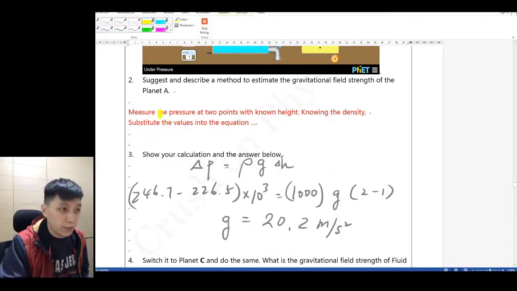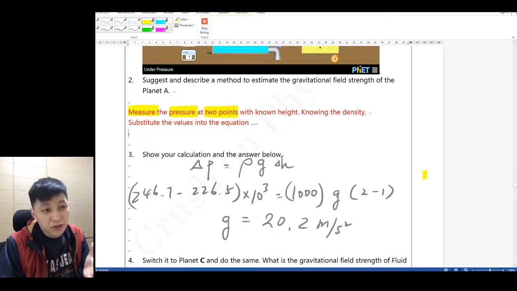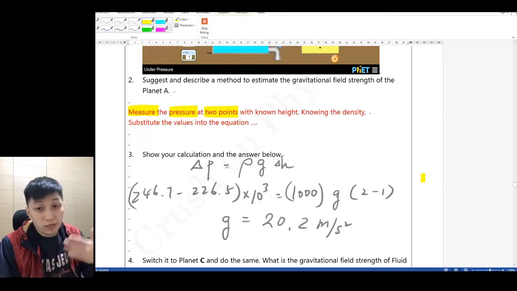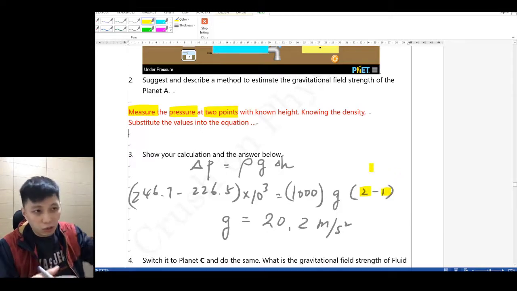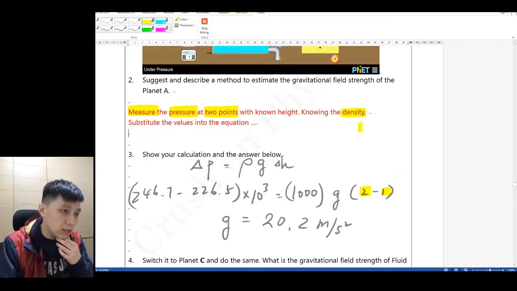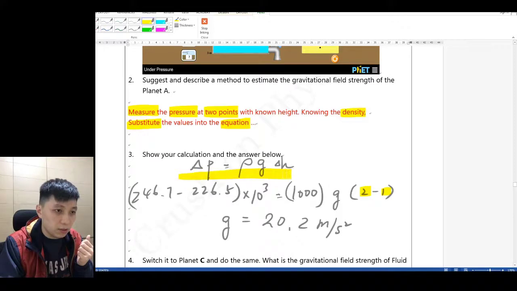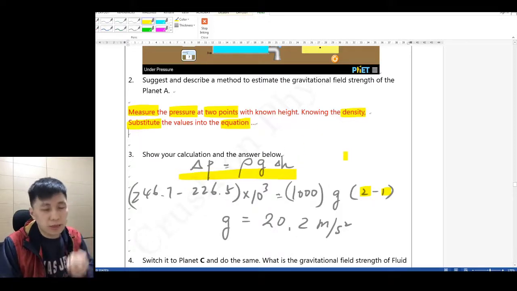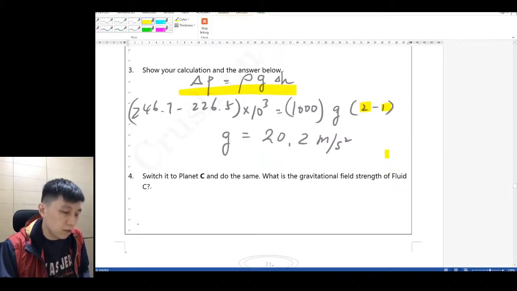Going back to question 2 again. The method again is very similar. Measure the pressure at 2 points. I'm not going to be very specific here. You can choose whatever point you like, as long as it matches with your calculation. That's fine, with the known height. So here it will be 2 meter and 1 meter, which is known. Of course, you can measure it. And also knowing the density, you can substitute all these values into the equation, leaving the only G being the unknown, and therefore you can calculate the value. Unfortunately, planet A is not really a real planet.